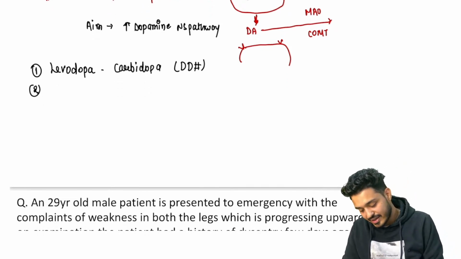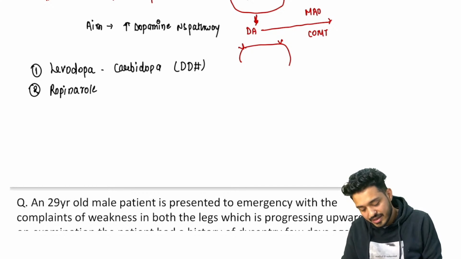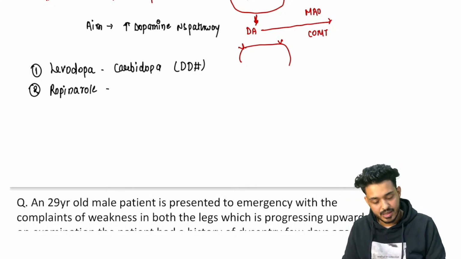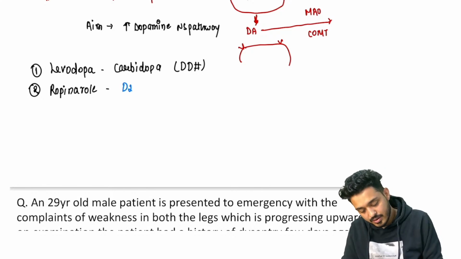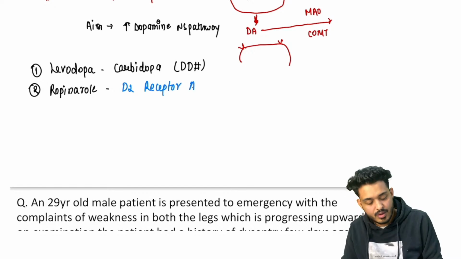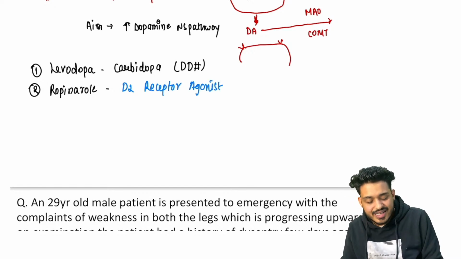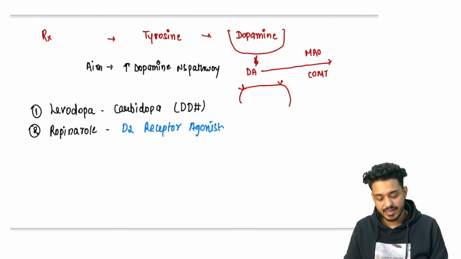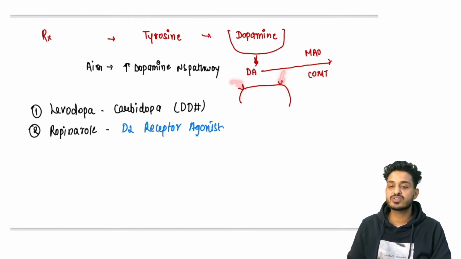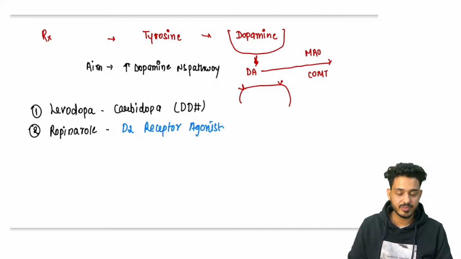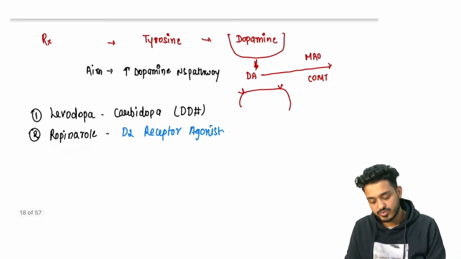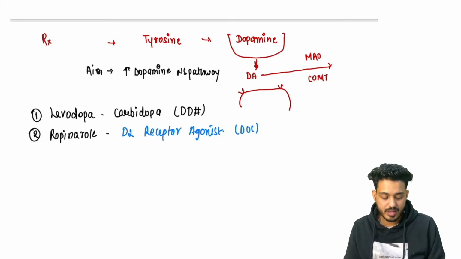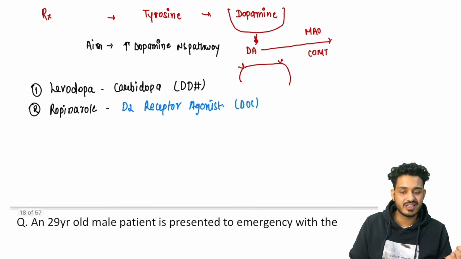Second drug we are having is going to be ropinirole, pramipexole, ये वाली जो दवाइयाँ, right? They are basically D2 receptor agonists. So the second thing I can do is directly stimulate these receptors. What is going to happen? You will have an increase in dopamine function, and this is the drug of choice. In fact, ropinirole and pramipexole are the drugs of choice.